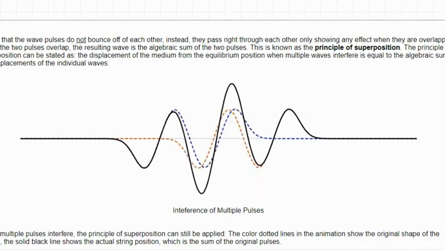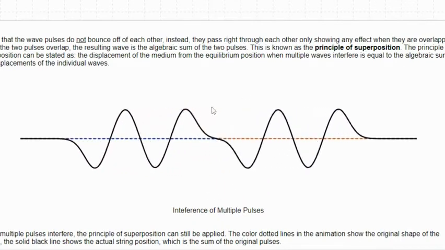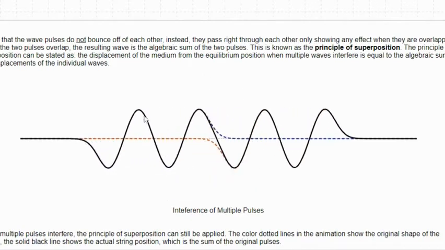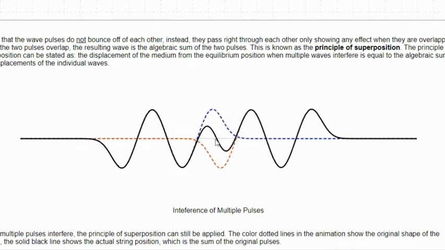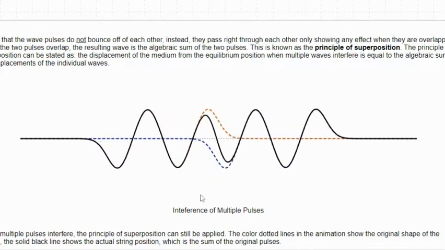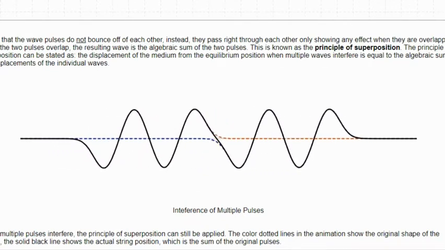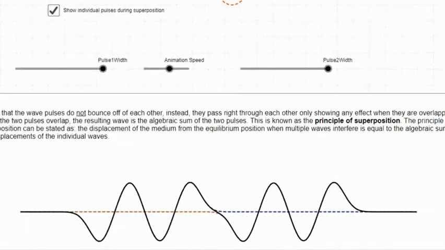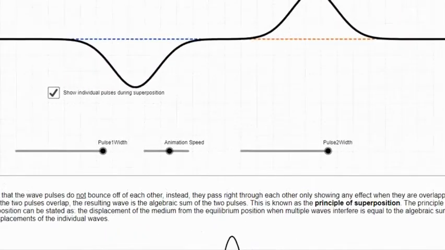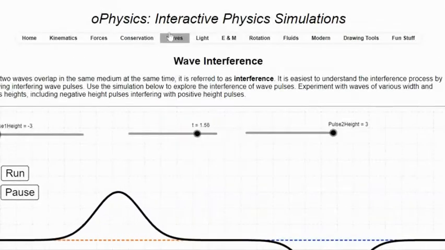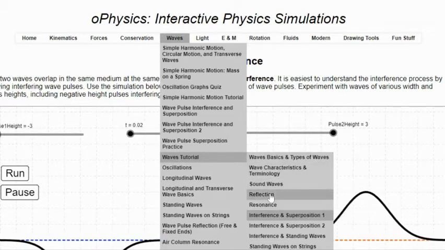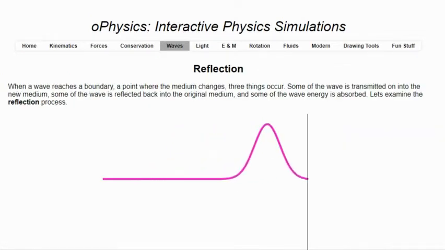But this is known as the principle of superposition. The fact that these crests add to the other crest to make a larger crest, crests add to troughs to cancel out, or troughs add to troughs to make a deeper trough. Okay, so you can read through this when you take a look at all of these. All right. Now, what this is leading to requires some sense of what happens when a wave pulse hits a boundary.